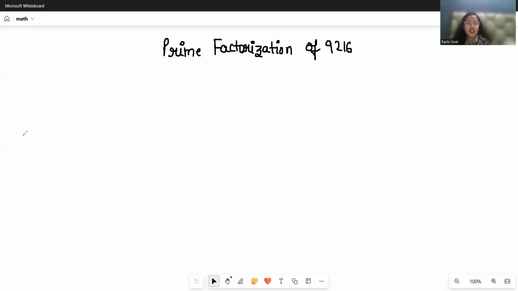Hey, here's a challenge. Can you break 9,216 down into its building blocks? That means the prime numbers that multiply to give it. So what is prime factorization?